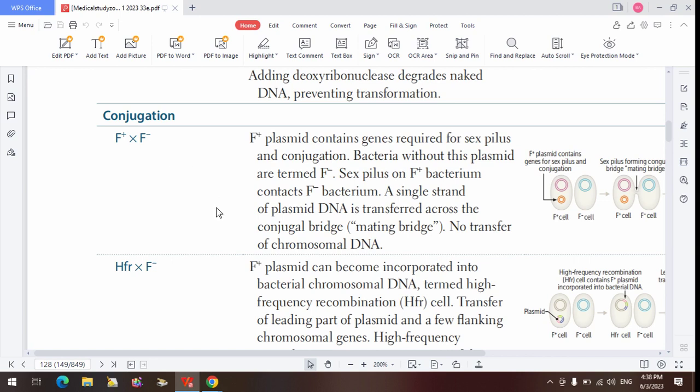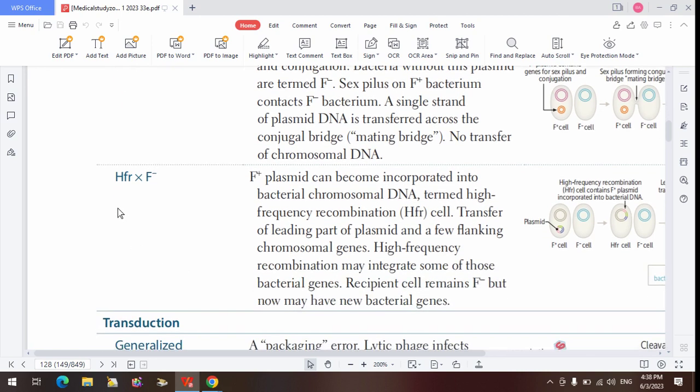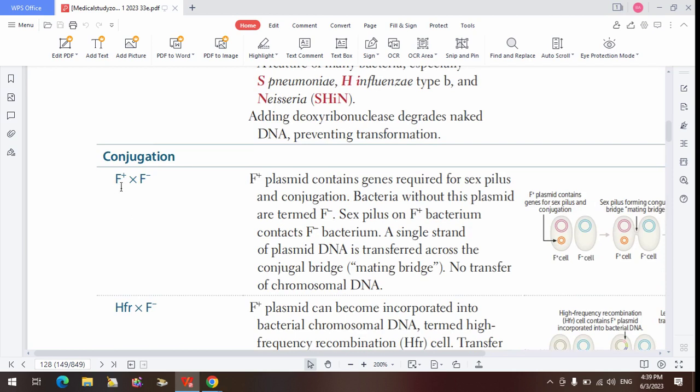Now, you can have transmission between the high frequency recombination form and the form that is F negative. So, what is happening here? We have a high frequency recombination form, that is a bacteria that has incorporated its own plasmid into the bacterial DNA. Now, what that bacteria is trying to do is to transmit a portion of its own chromosomal DNA to the F negative form. You see that with F plus and F negative, F plus is transmitting plasmid, not bacterial chromosomal DNA.